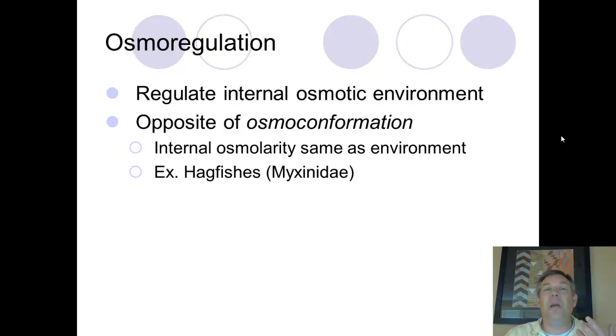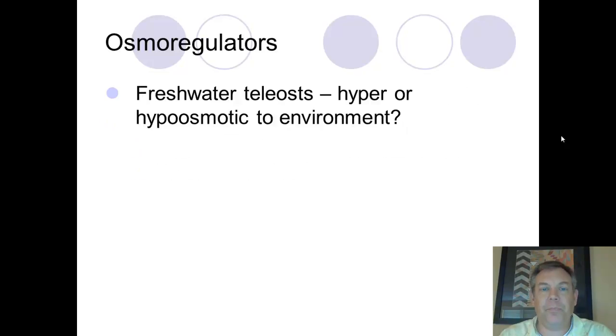Hagfishes don't really spend any energy to osmoregulate. They just kind of take on the osmolality of their environment. But they don't move to many different environments, and so they basically stay in the same osmolality environment their whole life, and that's kind of why they can get away with this. But most fish are osmoregulators, and they try to regulate their internal osmotic environment.